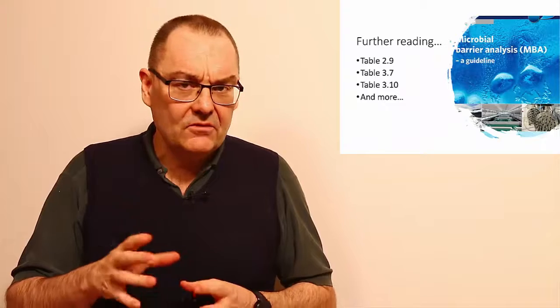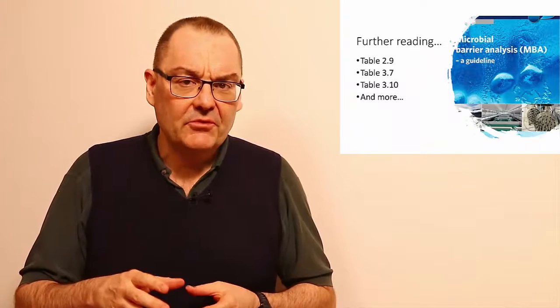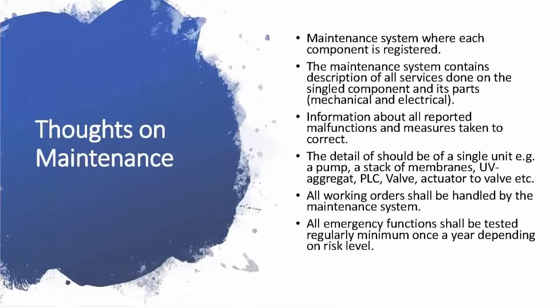So with that, some words on the maintenance and operation. Maintenance is very, very important, as is the continuous operation. So let's have a look at a short checklist I made, so I don't forget anything. The maintenance system should have every component registered. The maintenance system should also have a description of the services done on the components and its parts.